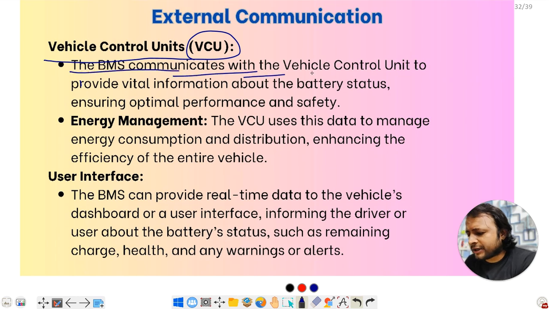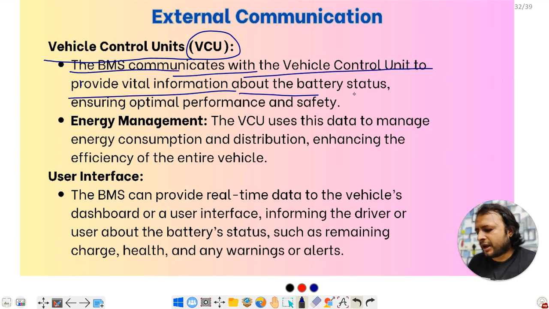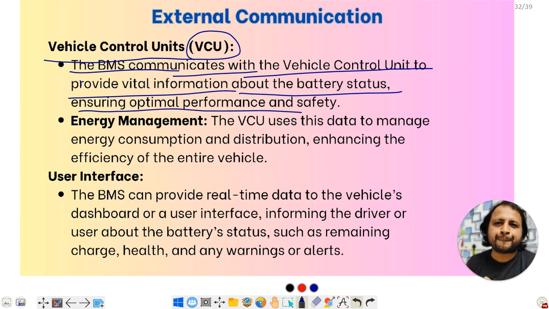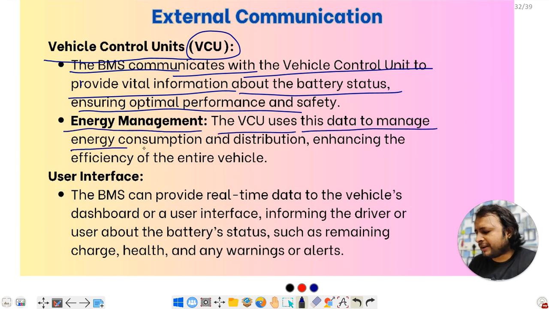The BMS communicates with the vehicle control unit to provide vital information about the battery status, ensuring optimal performance and safety of the battery. Got it or not? And this is energy management. The VCU uses this data to manage the energy consumption and distribution, enhancing the efficiency of the entire vehicle. The VCU is getting the ready-made data, so as per the requirement the VCU can use.